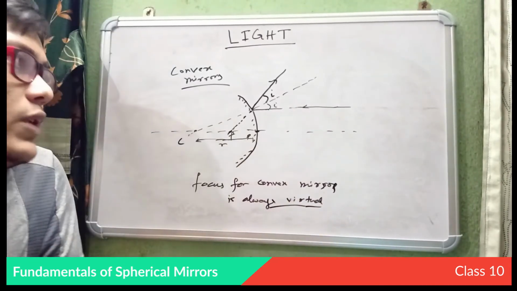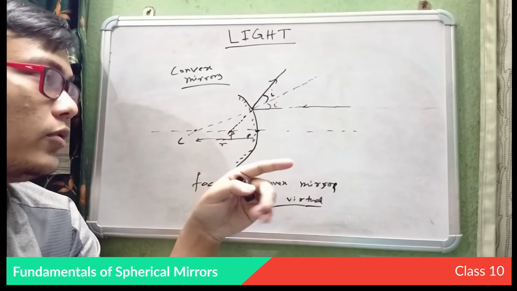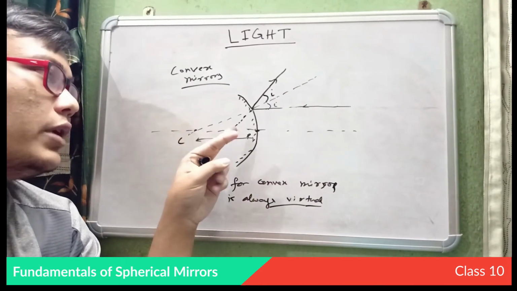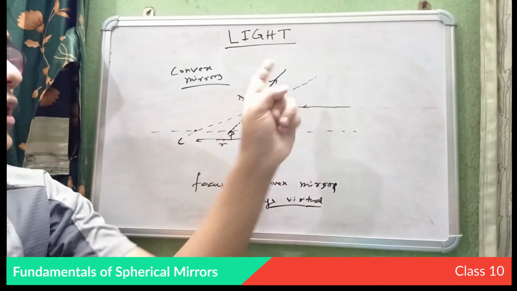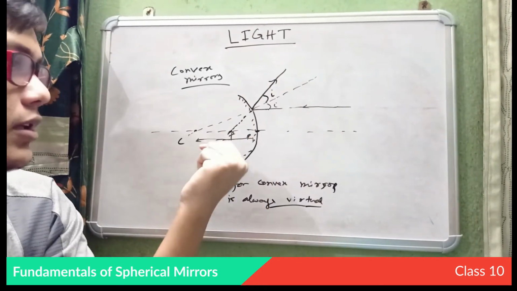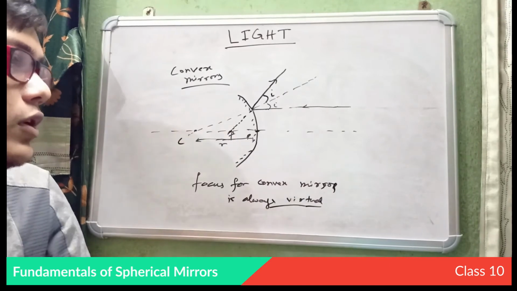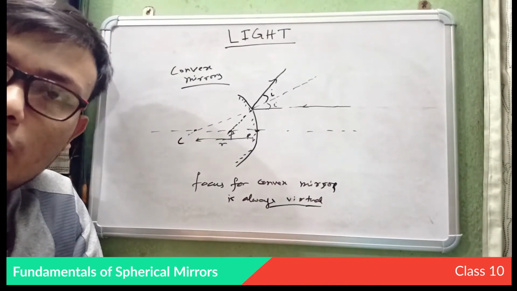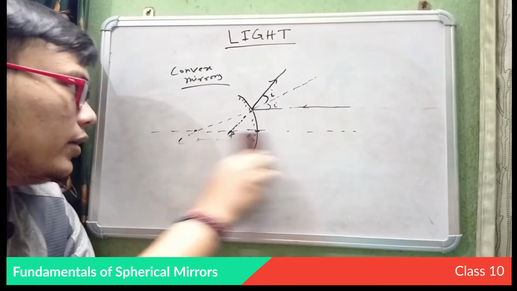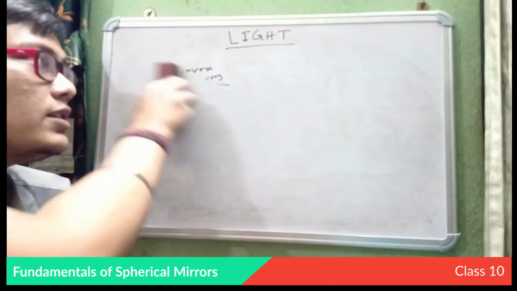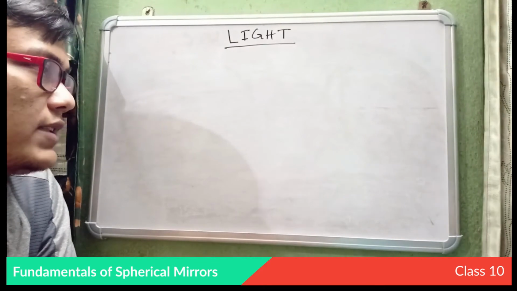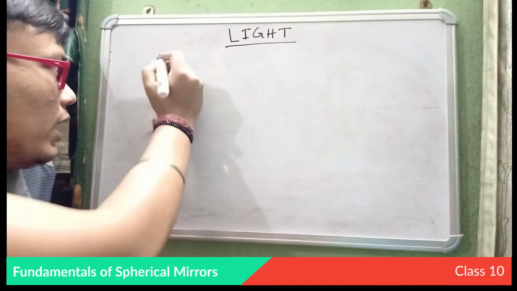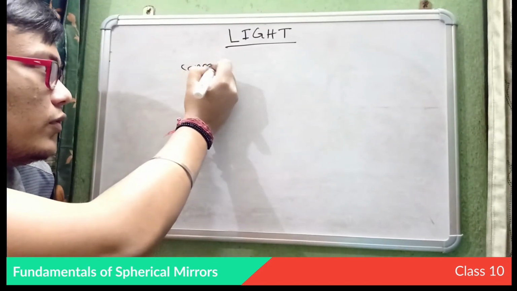It appears to us as if the image is formed behind the mirror, right? So it is virtual, right? So when we extend this reflected ray backwards, we get the focus for convex mirrors. So these terms you need to remember. And moving on, we will discuss some scenarios relating to convex and concave mirrors. Okay, now I'll consider concave mirrors for this.